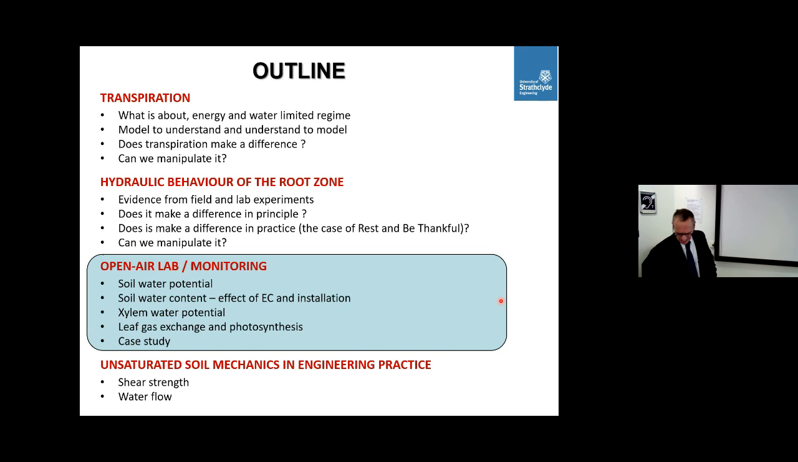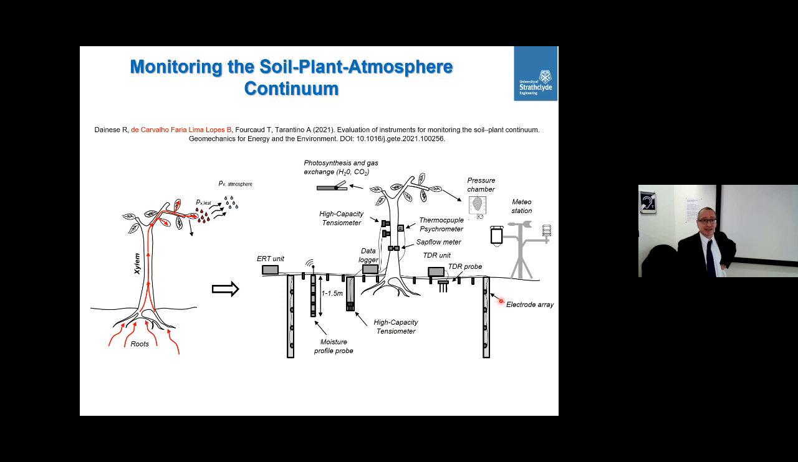A few snapshots about the open air lab. As soon as we say that what is happening is happening in terms of transpiration in the soil plant atmosphere continuum, the same way we monitor water content and water pressure in the soil, we need to do the same in the plant because it's part of the same continuum hydraulic process. We know what happens in the soil. What we don't know is what happens here. So we don't know how to measure that.